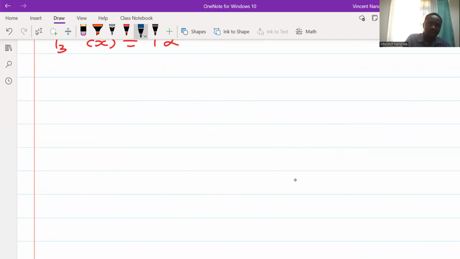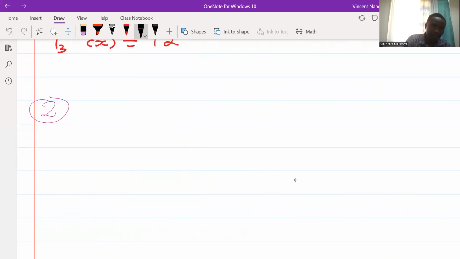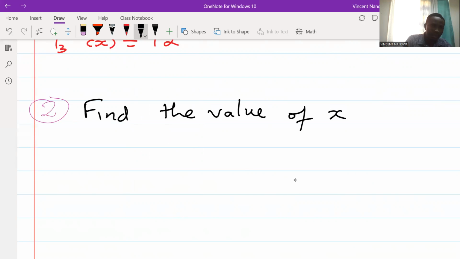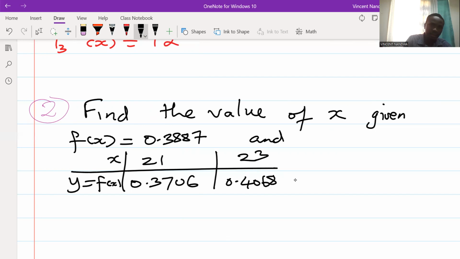Then let's see how we apply the reverse process. So example 2. Find the value of x given f of x is 0.3887. We have x, and y equals f of x. So when x is 21, f of x is 0.3706. When x is 23, this is 0.4068. When x is 25, this is 0.4433.